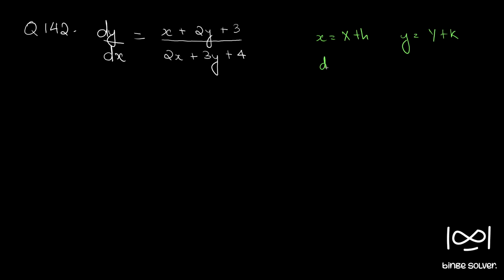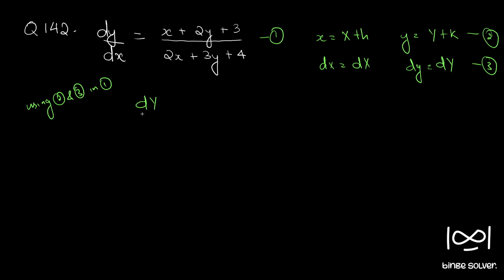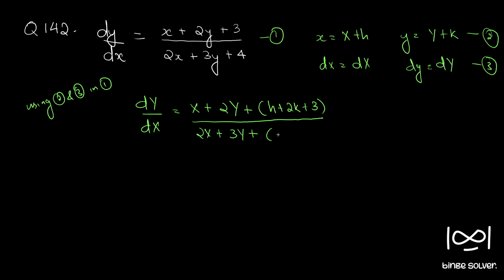So if you differentiate both sides, we know dx is equal to capital dX and dy equal to dY. Let's call this equation 1 and this 2 and 3. So using 2 and 3 in 1, we have dY by dX is equal to (X + 2Y + h + 2k + 3)/(2X + 3Y + 2h + 3k + 4). So this is still not a homogeneous equation.